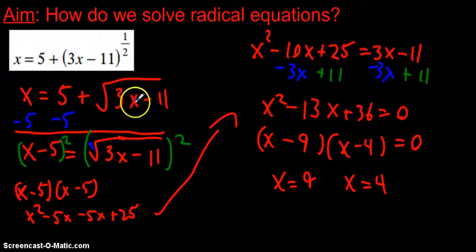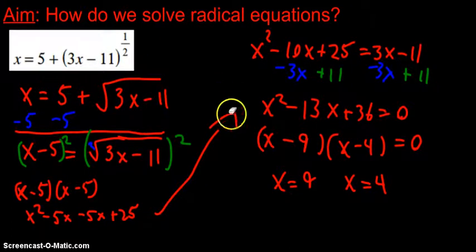3 times 9 is equal to 27. Minus 11 would be equal to 16. The square root of 16 is 4. 5 plus 4 is 9. And since this side was 9, this would work.